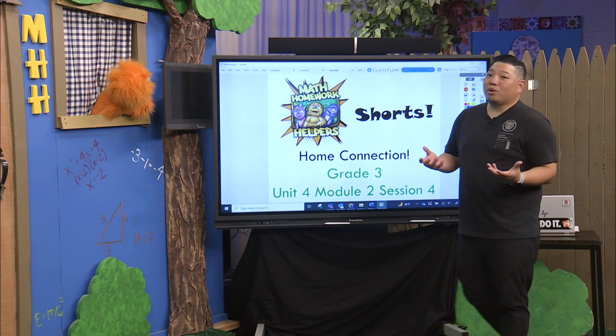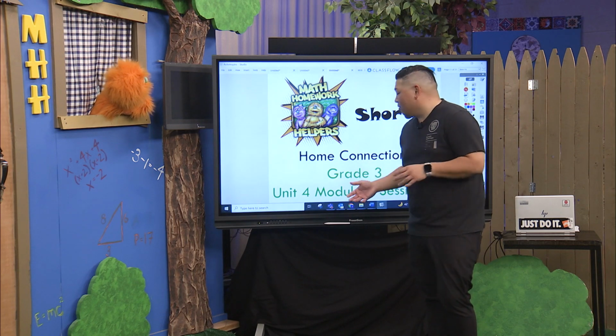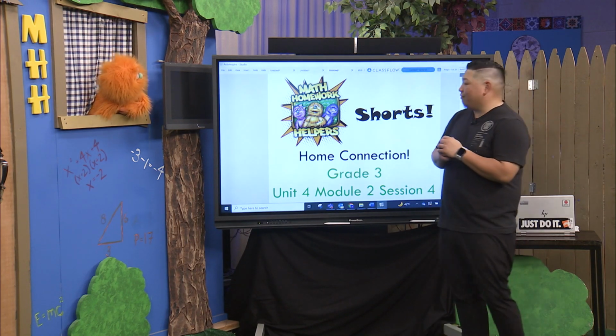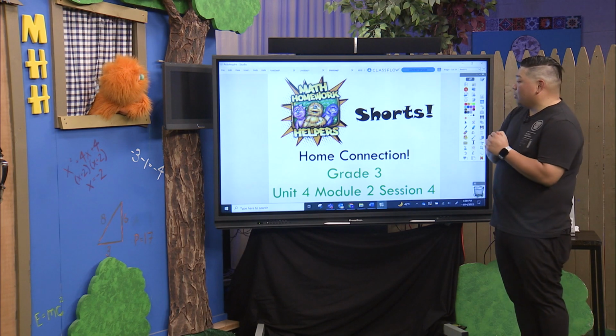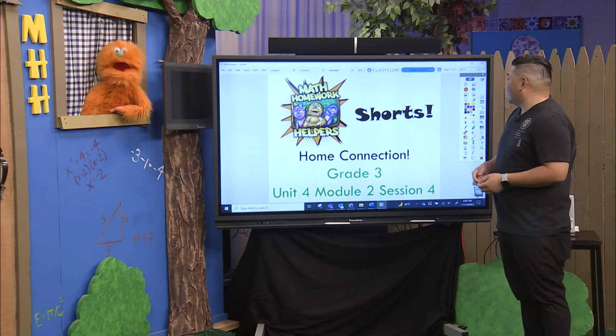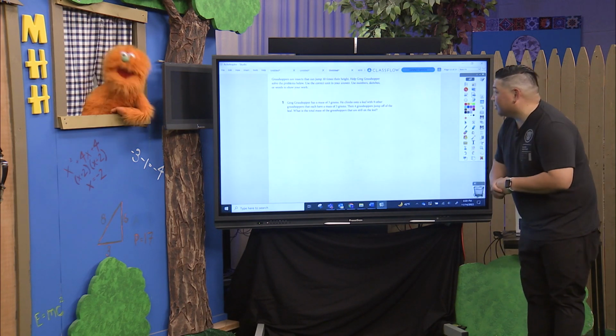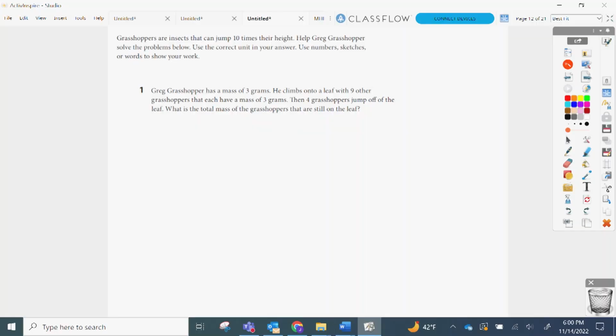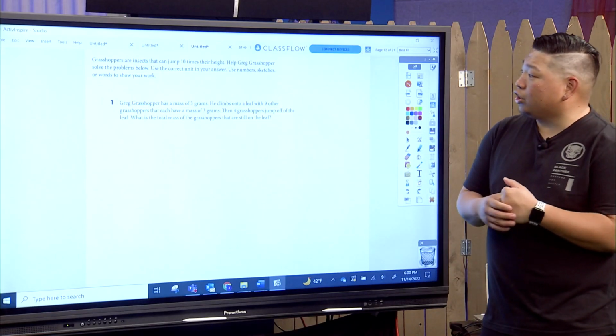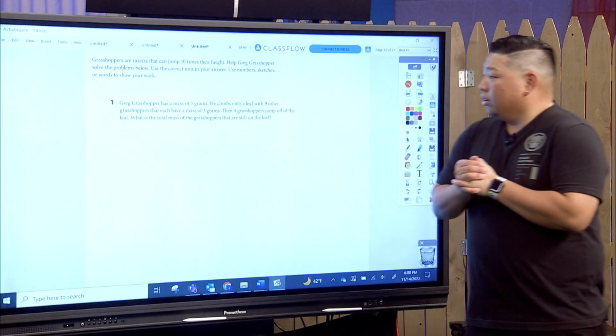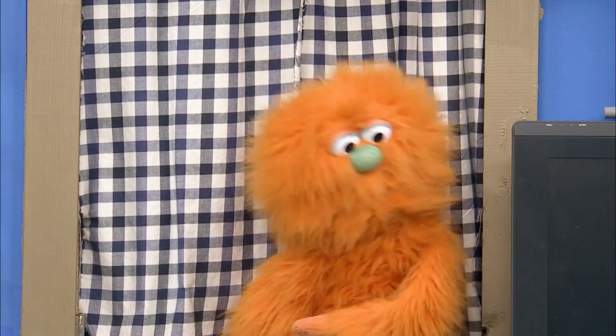Well, today we're going to continue working with our third grade friends with Unit 4, which is measurement and fractions. And we are going to jump into some word problems today. Nice, let's jump in. Speaking of jump, we're going to be talking about grasshoppers. Grasshoppers are insects that can jump 10 times their height. Help Greg Grasshopper solve the problems below. We're going to use the correct unit in our answers. You're going to use numbers, sketches, and words to show your work.